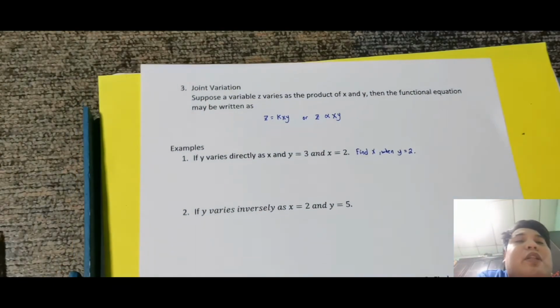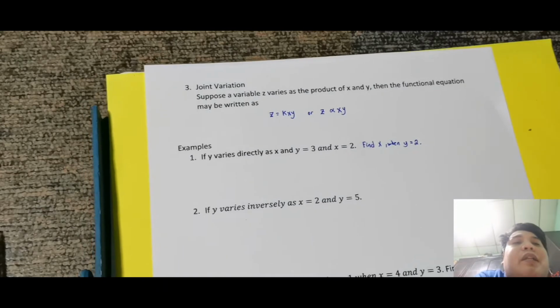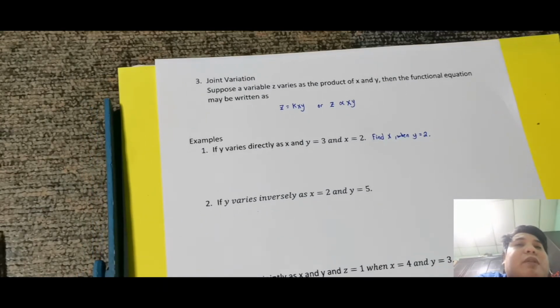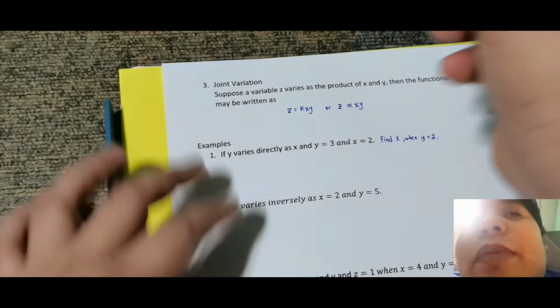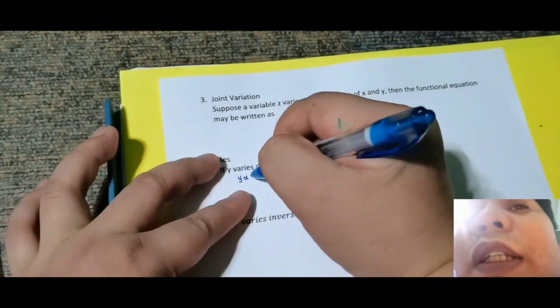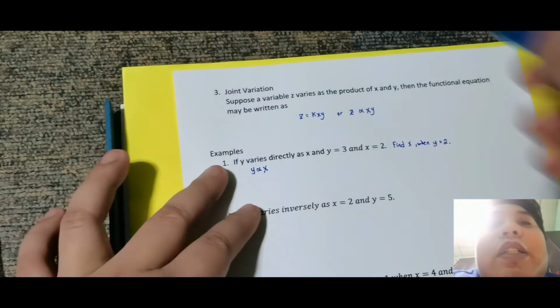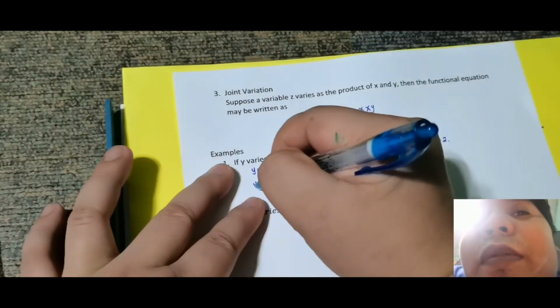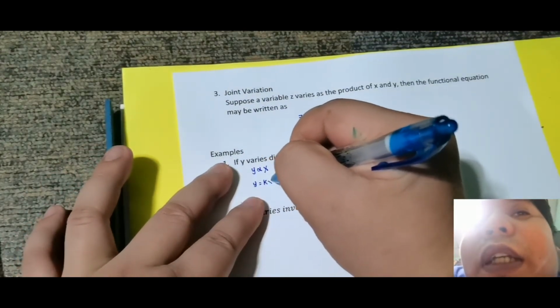Ulitin natin, ano yung relationship? Y varies directly as x. Meaning direct variation tayo. So y varies directly as x, meaning this is equivalent sa y is equal to kx.